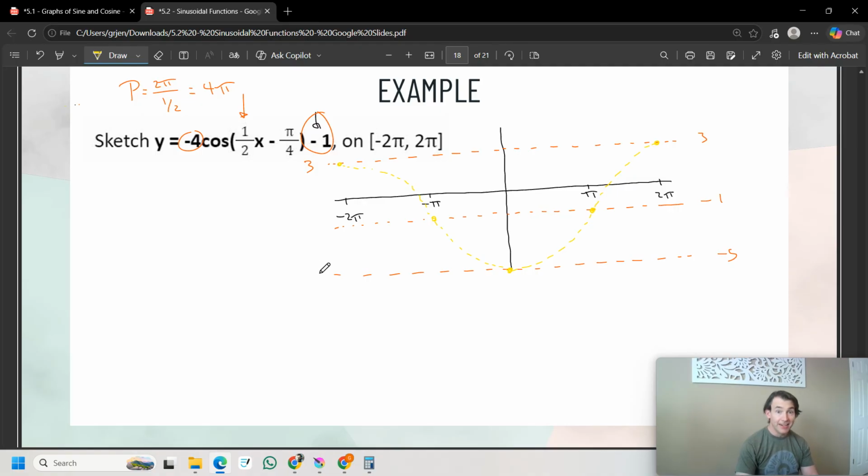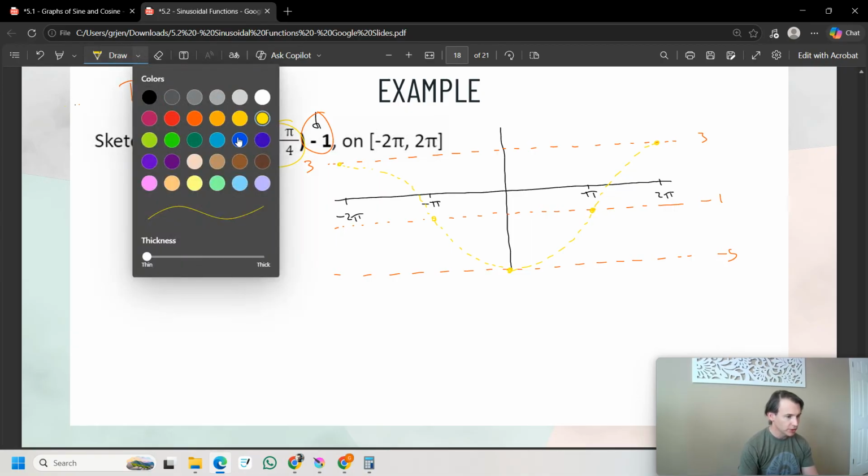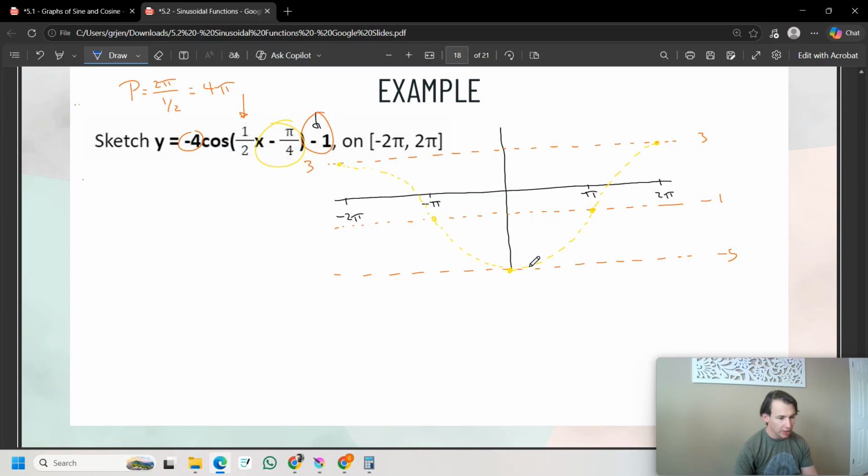Okay. Now we're going to finally apply this phase shift. So it's minus pi by 4, so I'm just going to shift everything to the right by 1/4 pi. So there, that's the point 1/4 pi, minus 5. Okay, this one here is going to be 5/4 pi, because it's 1 plus 1/4, minus 1.